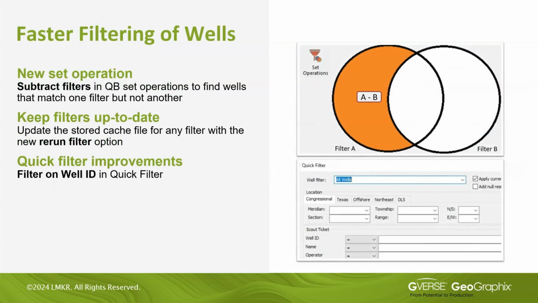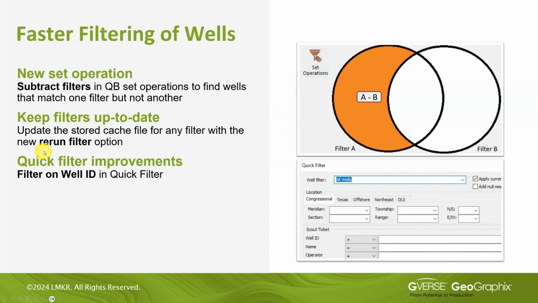On the filtering side, we have a new set operation which lets you subtract 2 filters. So if you've got filter A, filter B, you can do A minus B, which will return every well that is part of filter A, but not part of filter B. It's shown here in the orange highlighted area. This is available as a set operation in Query Builder.